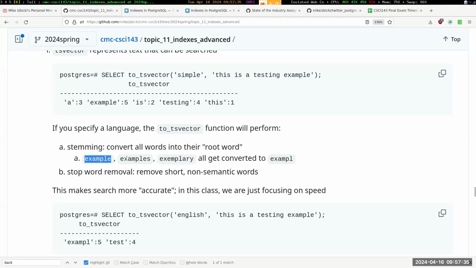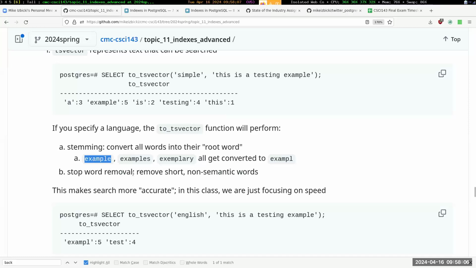So if we have these three examples right here of words that could be in your document, example, examples, exemplary, all three of these words somehow come from the same root word, and so they'll all be converted into this EXAMPL word in the TS vector right here. This isn't a real word, but that's just how Postgres is going to store it internally, so that if you search for exemplary, it'll also find example.